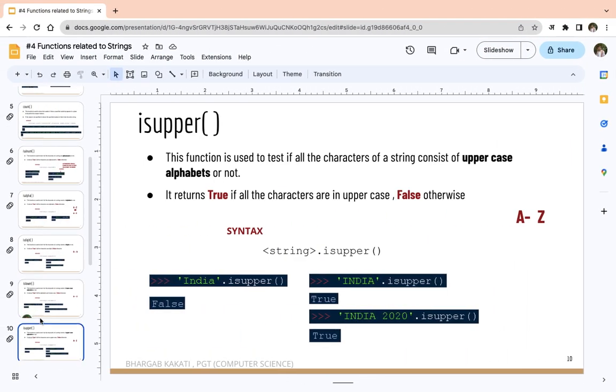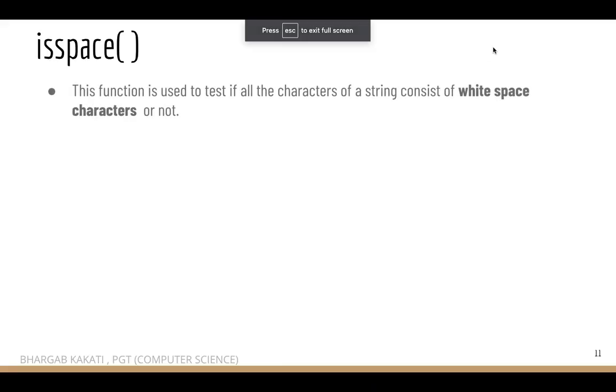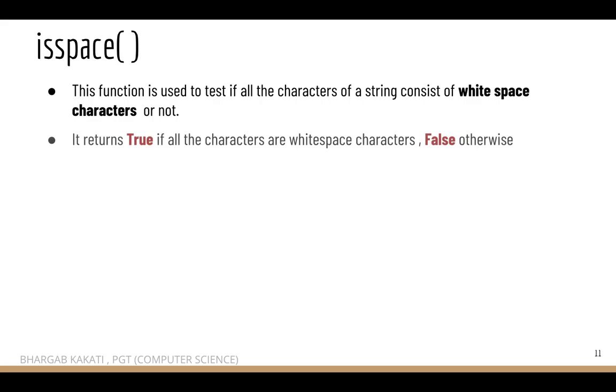Alright, let's move to the next function, that is isspace. This function is used to test if all the characters of a string consist of white space characters or not. White space means whenever we press the spacebar key, some gap is left. That gap is known as white space characters. White space characters can be generated not only by the spacebar key but also by the tab key, which you find towards the upper left corner of your keyboard. It returns true if all the characters are white space characters, false otherwise.